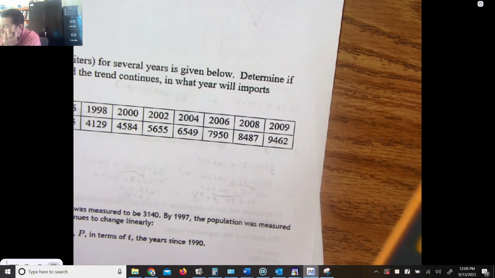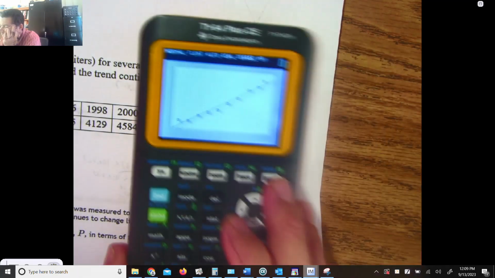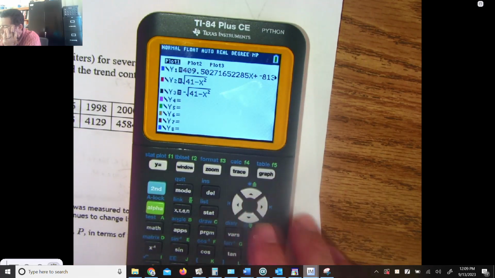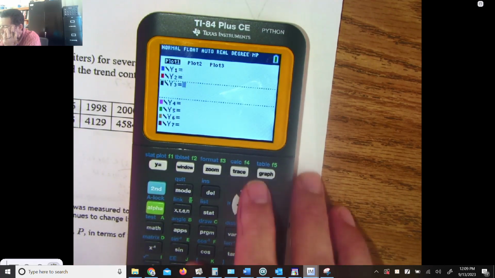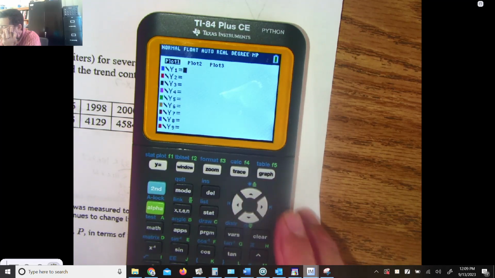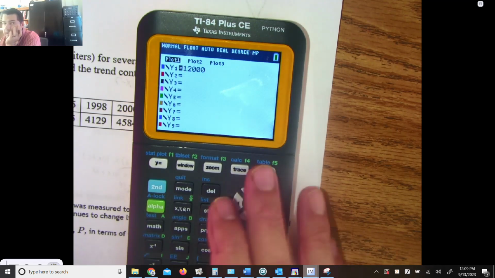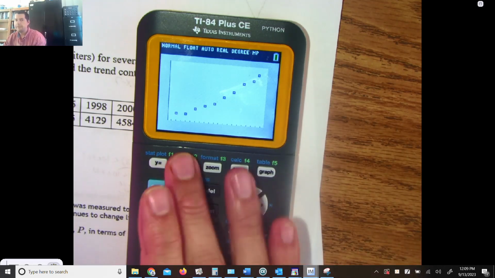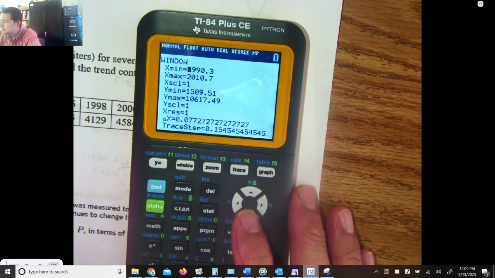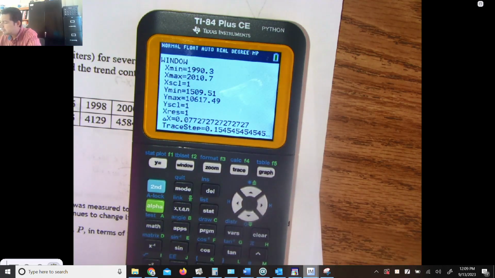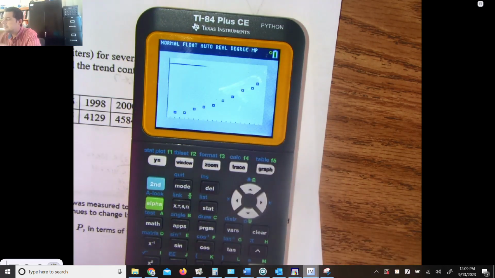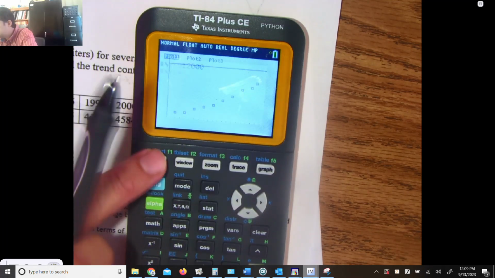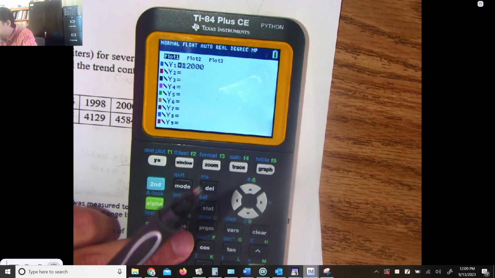Now I want to know in what year will imports exceed 12,000 hectoliters. So I'm going to go to Y2, I'll clear out all this stuff I had in there earlier, and I'm going to put 12,000, and I'm going to hit graph. And of course I don't see anything, because 12,000 is way on up there, isn't it? So I'm going to set the Y max to be something like 13,000. And I need to look to the right. Where's my line? Oh, I cleared my line. Fudge.